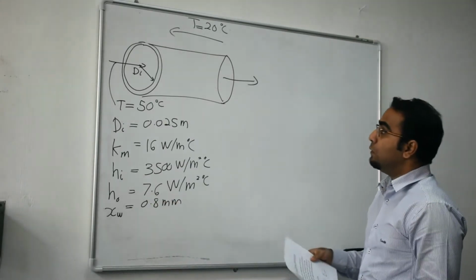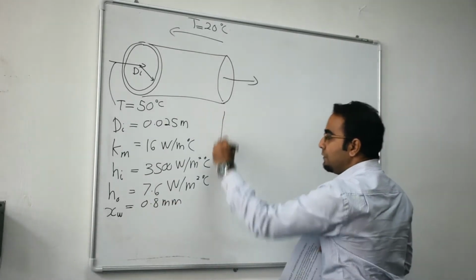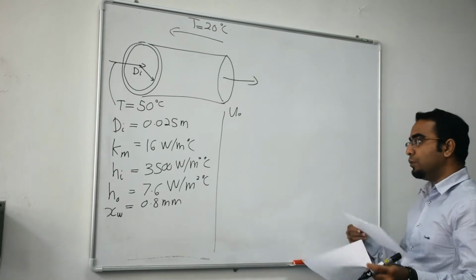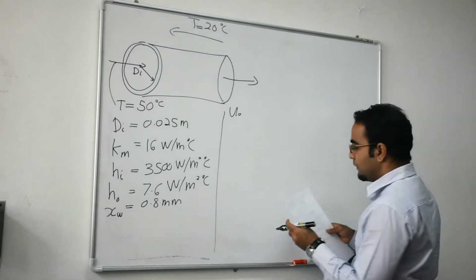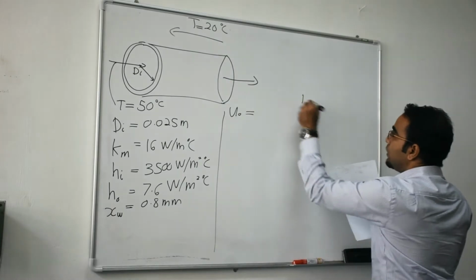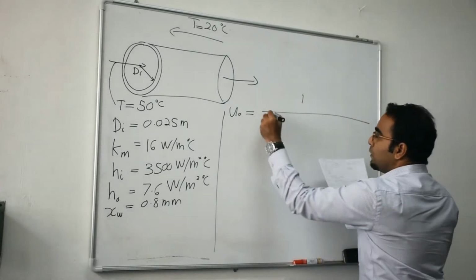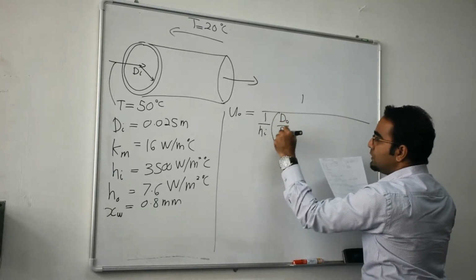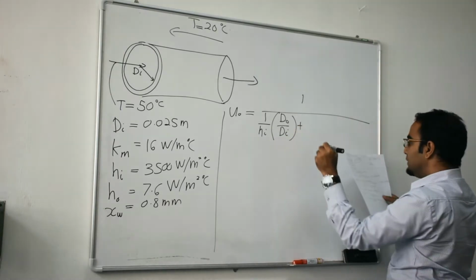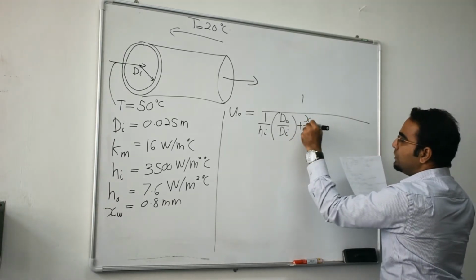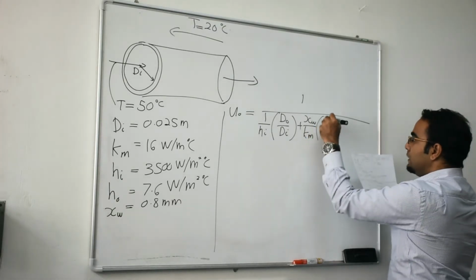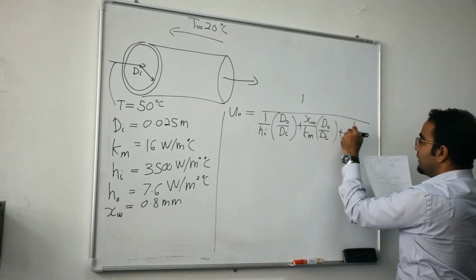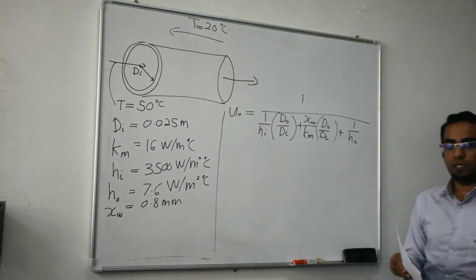Okay, so now we want to find the value of UO. In order for us to find the value of UO, we'll be using this equation. UO is equal to 1 over Hi times dO over di, plus XW over Km times dO over dL, plus 1 over HO. So this is the equation that we will use.